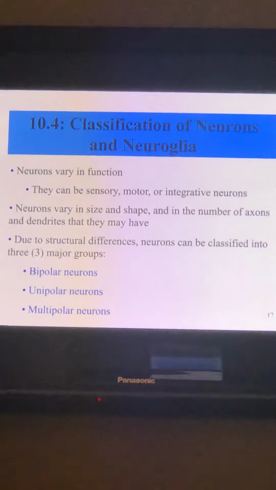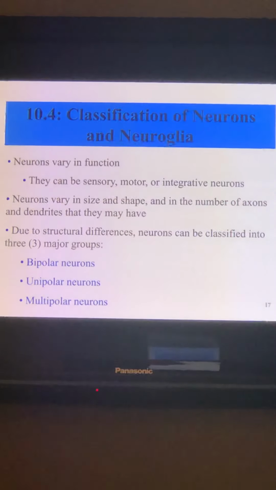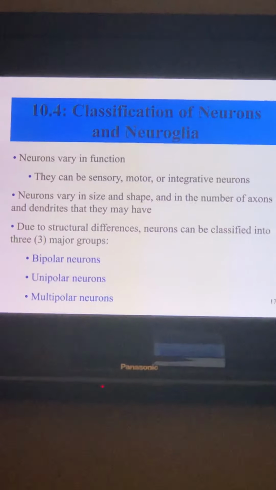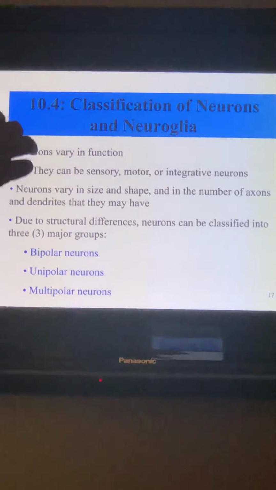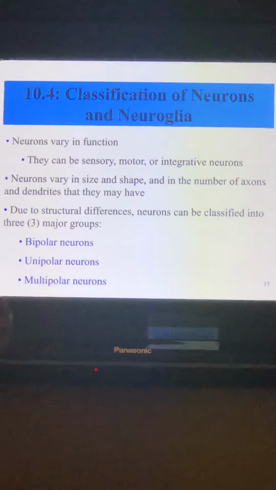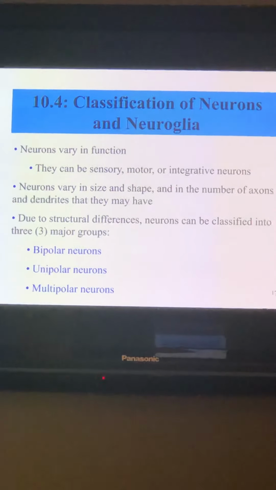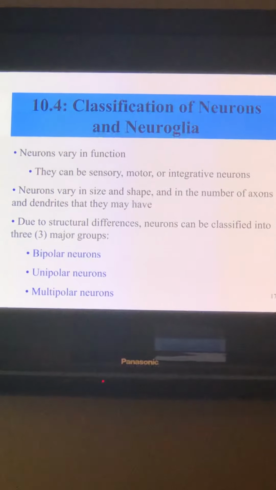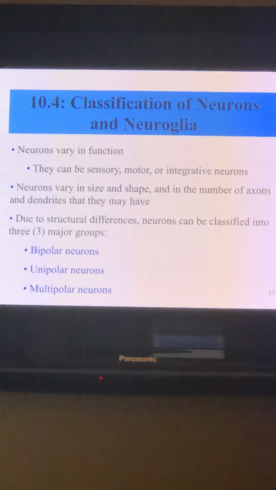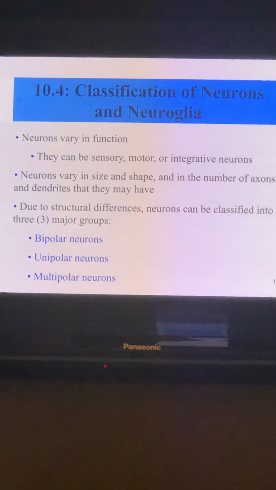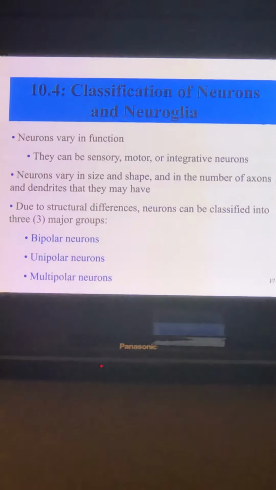All right, classification of neurons and neuroglial cells. I'm going to combine these together. We have a structural classification or anatomical classification, and we have the functional classification, or I guess you could call it the physiological classification. Bipolar, unipolar, multipolar is the anatomical classification. What does that mean?